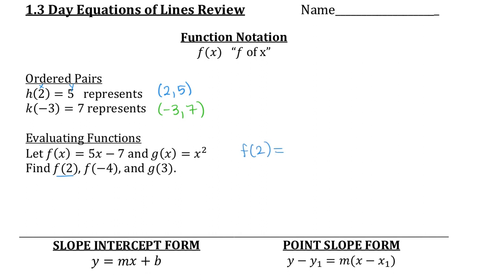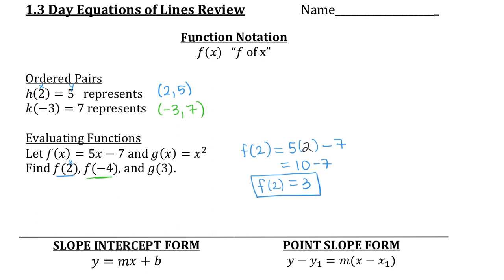I'm going to plug 2 in for x in the f function. So the f function is 5x minus 7. So I'm going to do 5x minus 7. Where the x is, I plug in the 2. And then I actually evaluate this. 10 minus 7 is 3. So if I do f of 2, I get 3. Or when I plug x in, I get y as my output.